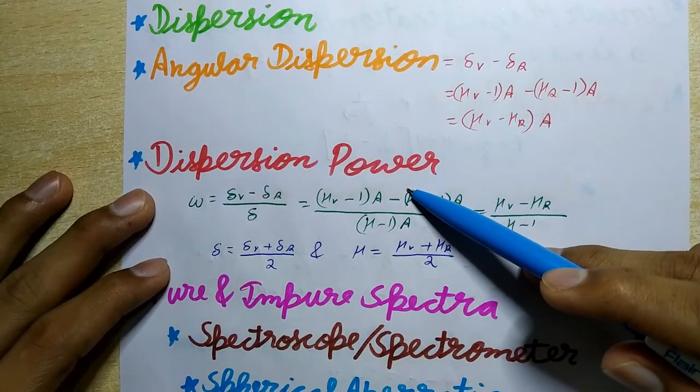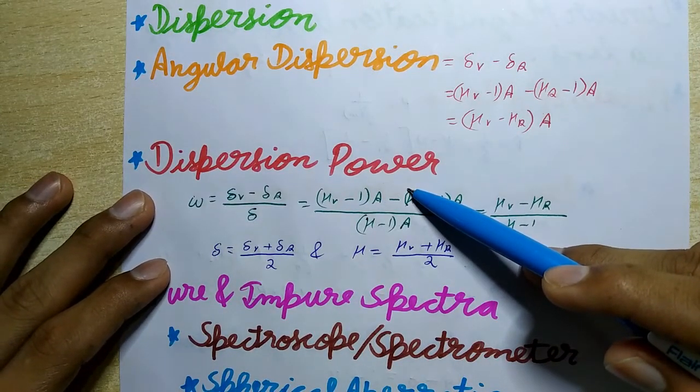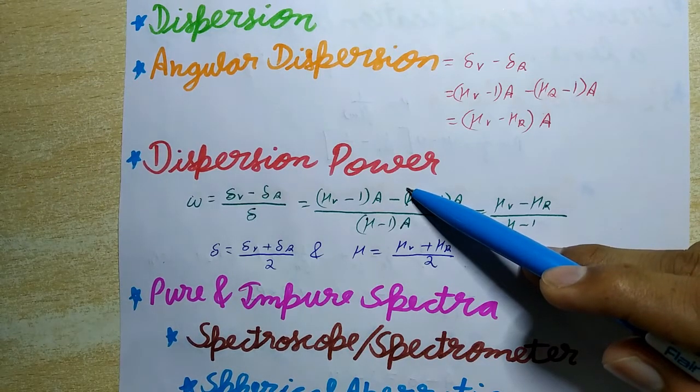So next is dispersion power. It is the ability of a prism material to cause dispersion and is defined as the ratio of angular dispersion to the mean deviation.